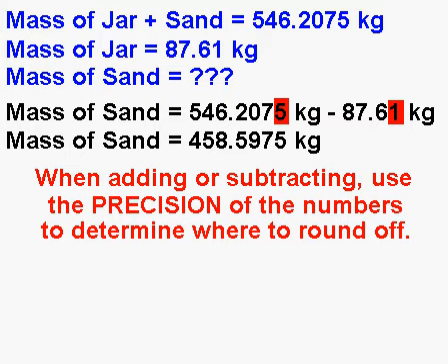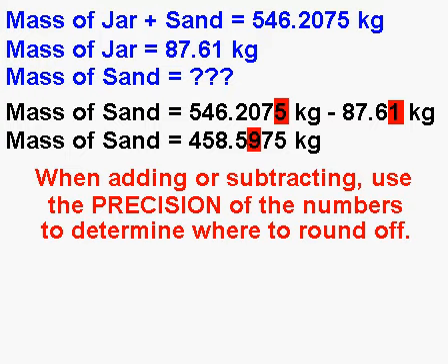Now, when we're looking at significant figures, we always have to use the number that has the lowest precision. So in this case, we've got to use the number 87.61 as our guide for significant figures. That number goes out to the hundredths place, so our answer can only go out to the hundredths place. So if we look at the answer, 458.5975, there's a 9 in that hundredths place. And according to the rules of significant figures, that's as far as we can go. So we're going to have to drop the 7 and the 5 from the answer.